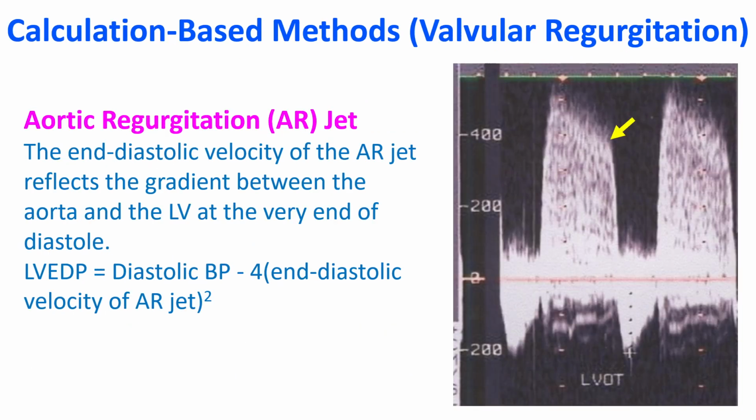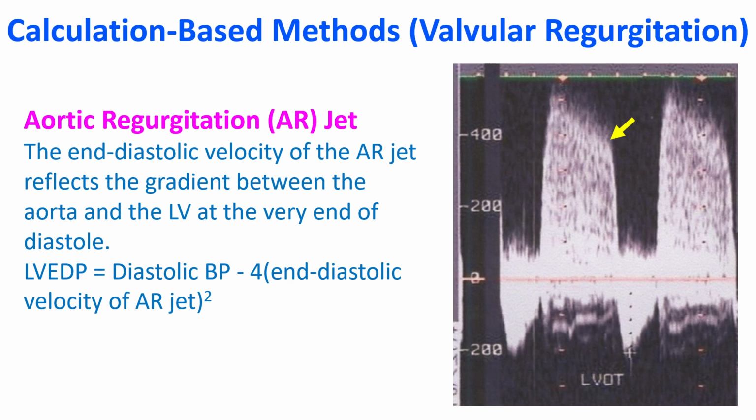If significant valvular regurgitation is present, we can use the Bernoulli equation, that is 4V squared, to derive pressures at specific points in the cardiac cycle. Aortic regurgitation jet. The end diastolic velocity of the AR jet reflects the gradient between the aorta and the LV at the very end of diastole. LVEDP is equal to diastolic blood pressure, that is cuff pressure, minus 4 times the square of end diastolic AR jet velocity.